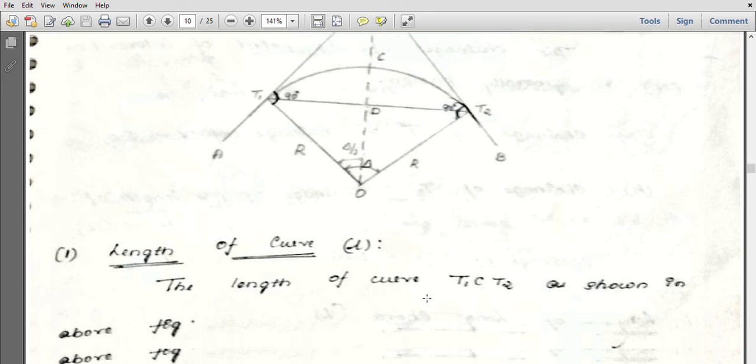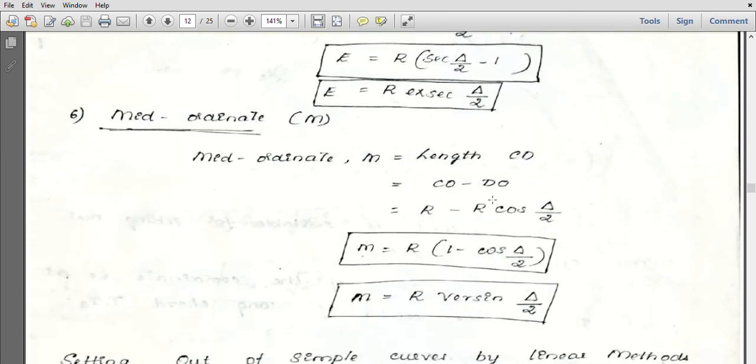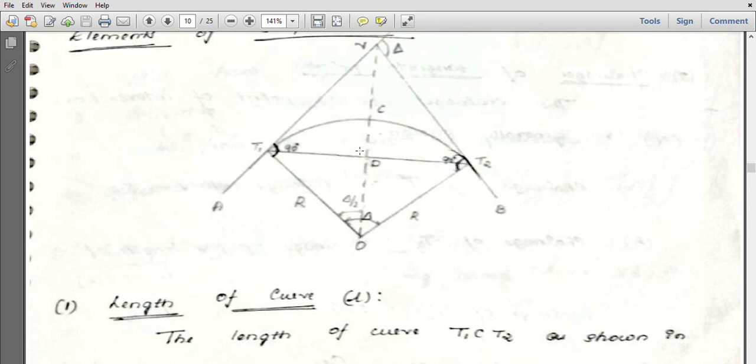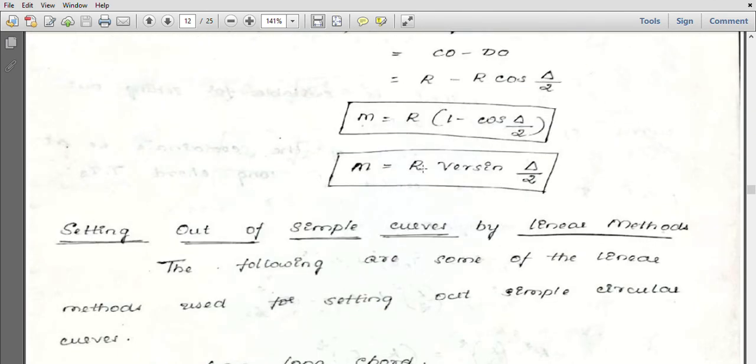So OD can be written as here R into cos delta by 2. So R into cos delta by 2 is OD. So this is the opposite side and this is the adjacent side. So for the adjacent side always we will take cos and for the opposite side we will take sine. So OD is equal to R into cos delta by 2. Therefore, mid-ordinate M is equal to R into (1 minus cos delta by 2). So 1 minus cos delta by 2 is equal to R into versine delta by 2.